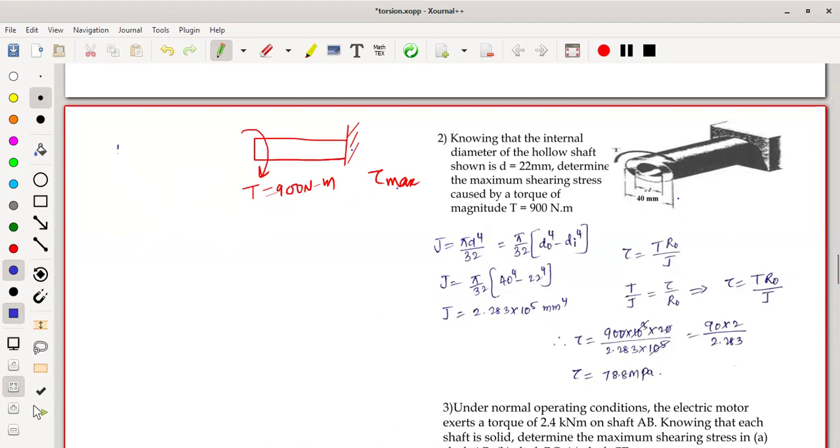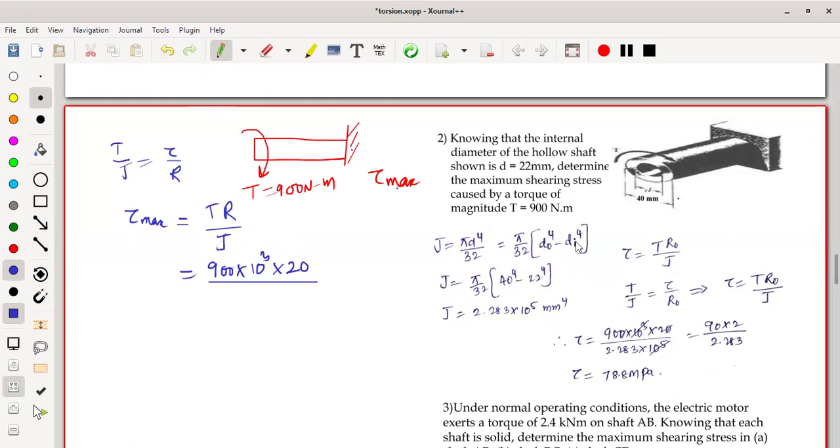So T by J is equal to tau by R. So tau maximum you have to calculate, which you can write as T R divided by J. So T here is 900 into 10 to the power of 3, considering Newton mm only. Multiply radius. So the maximum radius is 20. So you can write here 20 divided by J.